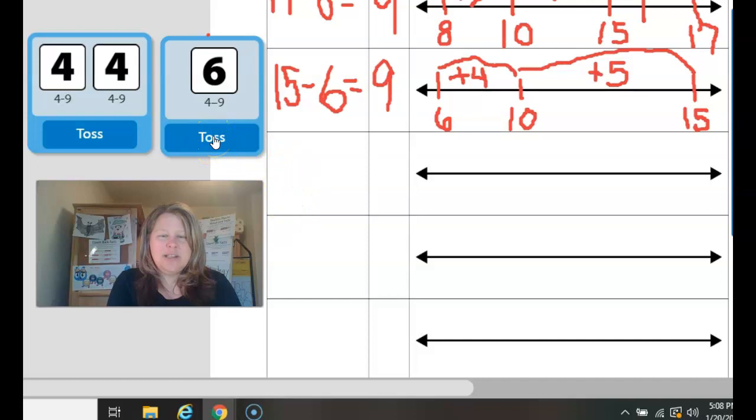And if I'm going to toss this, I get a 6. Well, this one's going to be super easy. So easy for you guys. So we're going to do 8 minus 6. And I know you can probably do this one in your head, but we want to make sure we can model it. So go ahead and complete this on the number line. When you're finished with that one, I'm going to let you solve one more.